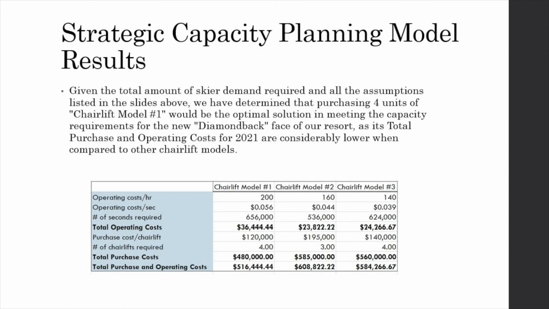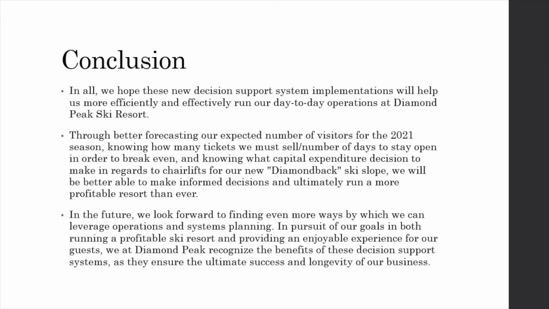So, the model results. Given the total amount of skier demand required and all the assumptions listed in the slides above, we have determined that purchasing 4 units, so 4 different chairlifts, of chairlift model 1 would be the optimal solution in meeting the capacity requirements for this new face of the resort, as its total purchase and operating costs are considerably lower than that of chairlift model 2 and chairlift model 3, as it comes in at $516,444.44.